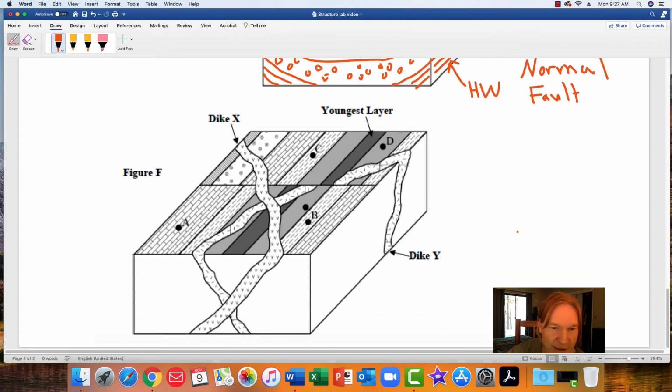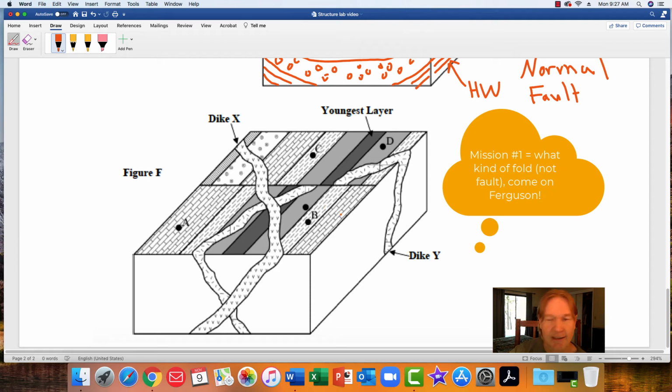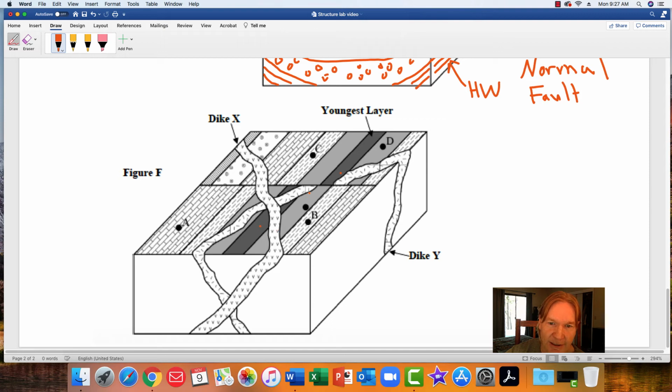Okay, so mission number one, what kind of fault are we looking at? It says that the youngest layer is right here, and this is the same layer over here. So if the youngest layer is in the middle, it must be a syncline. So I'm going to start by drawing a syncline here. I'm not sure where that gray layer is, but it's kind of going somewhere like that. Here's the dashed layer. And here is this brick layer. It's going to go something like that. And that's all I have so far, so I know I have the basic shape of the fold.